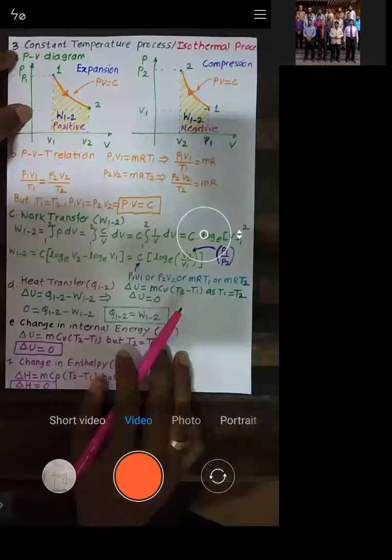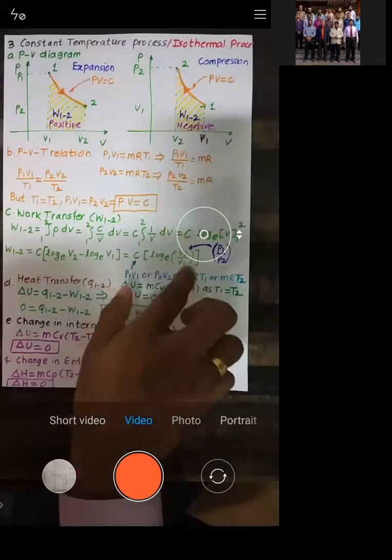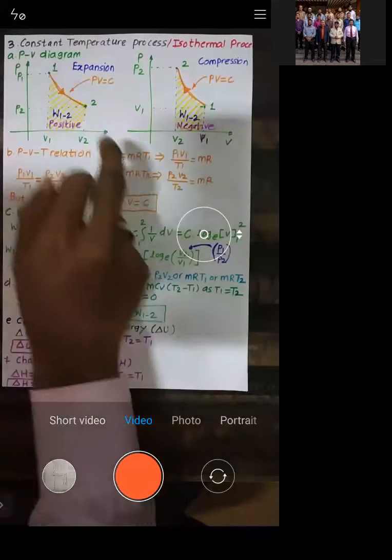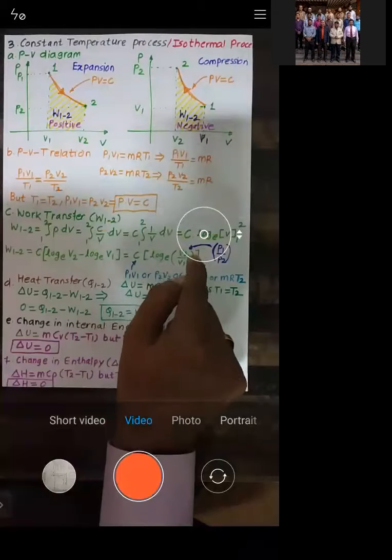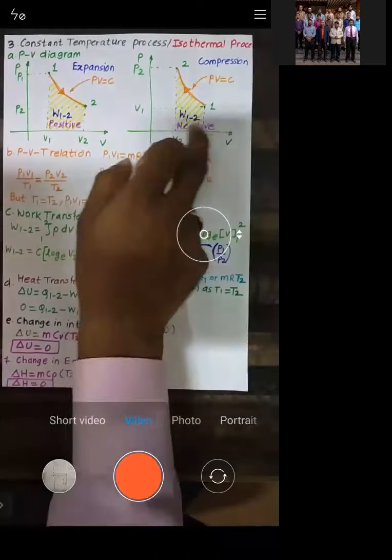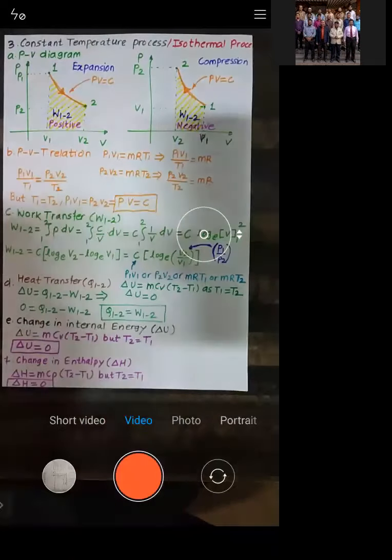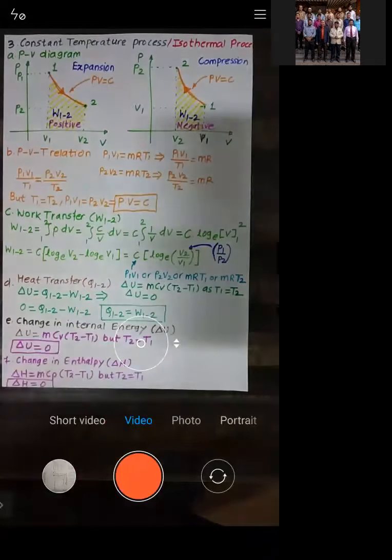See, I always used to tell you, work produced you take as positive, work consumed you take as negative. Why is it so? That you understood now, right? Whenever work is being produced, the final volume is greater than the initial volume, so work becomes positive. Whenever work gets consumed, the final volume V2 is less than the initial volume V1, so the work is negative. Is it okay with this one, all of you?